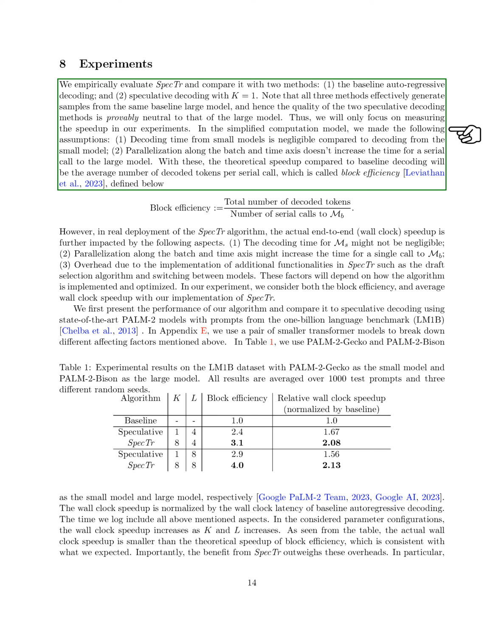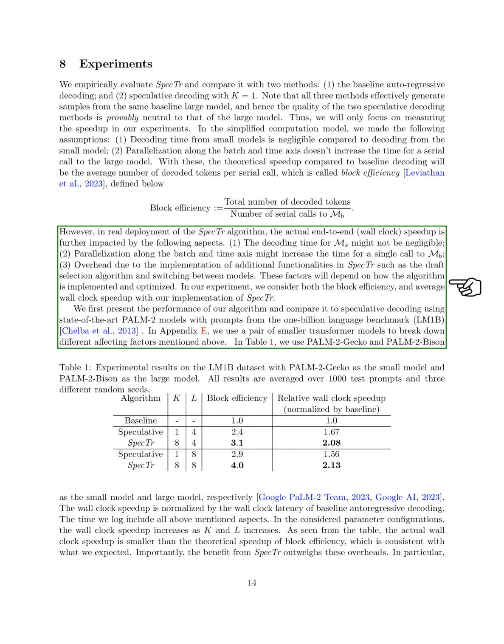We made a couple of assumptions in our simplified computation model. 1. The time it takes to decode from smaller models is insignificant compared to decoding from the large model. 2. Running tasks in parallel along the batch and time axis doesn't increase the time for a single call to the large model. With these assumptions, the theoretical speed increase compared to standard decoding will be the average number of decoded tokens per single call, a concept we refer to as block efficiency.